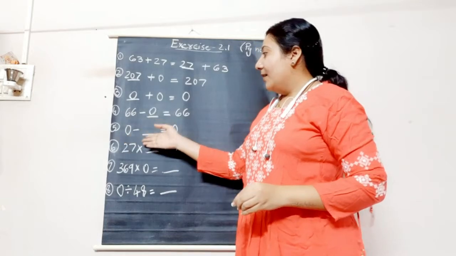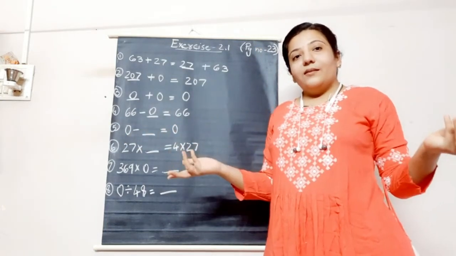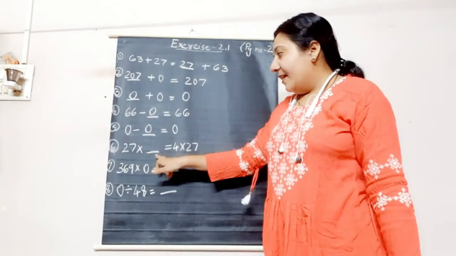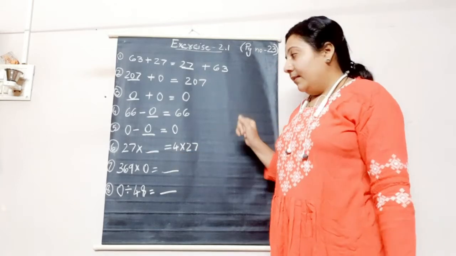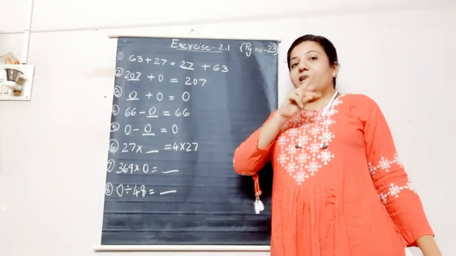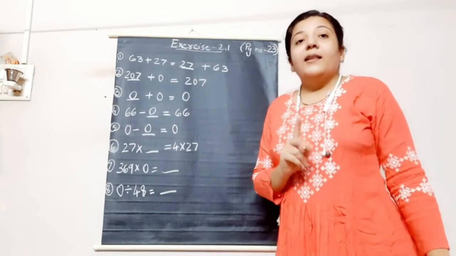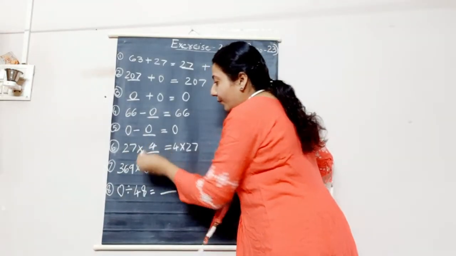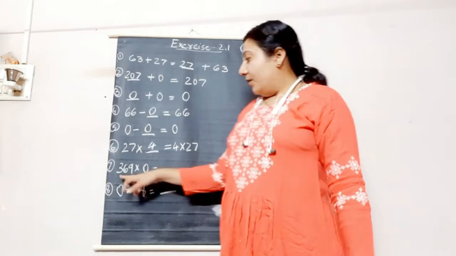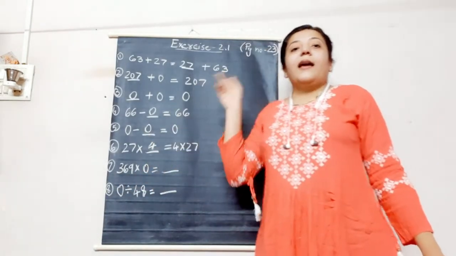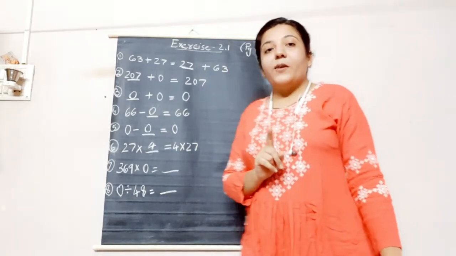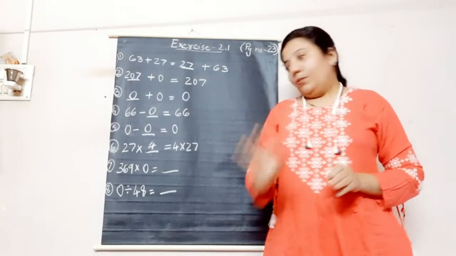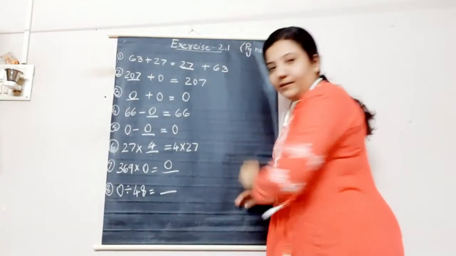Next one again, 0 minus dash is equal to 0. 0 minus 0 is equal to 0. 27 multiplied dash is equal to 4 multiplied 27. Again in multiplication also, if we change the sequence, it does not change the answer. Like 2 3s are 6, 3 2s are 6. So here 27 into 4 will be your answer. Next one, 369 multiply 0. As I told you when I was explaining the properties of multiplication, anything multiplied by 0 will give you 0. So your answer will be 0.